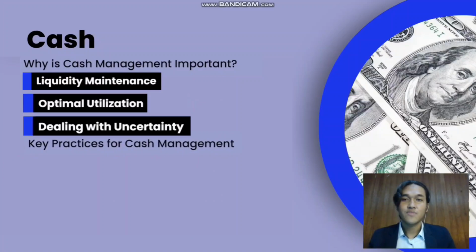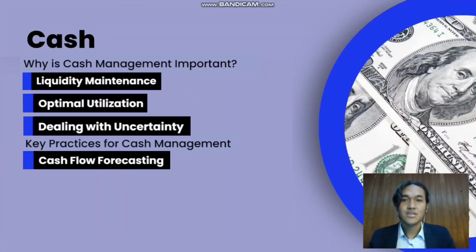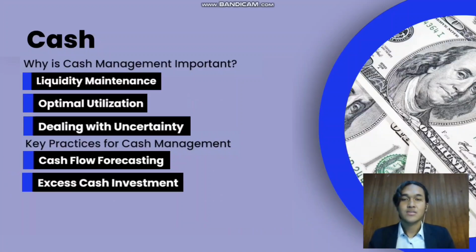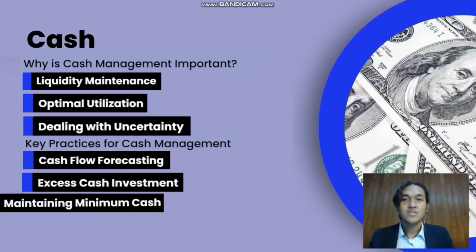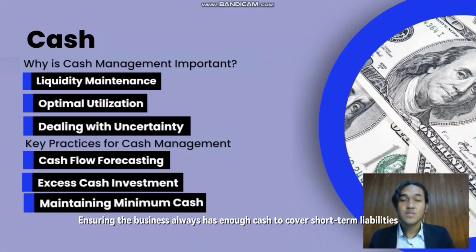Here are the key practices for cash management. First, cash flow forecasting. Predicting future cash inflows and outflows to track shortages or surpluses. Second, investment of excess cash. Using surplus funds in short-term investments to earn returns while maintaining liquidity. Third, maintaining a minimum cash balance. Ensuring the business always has enough cash to cover short-term liabilities.